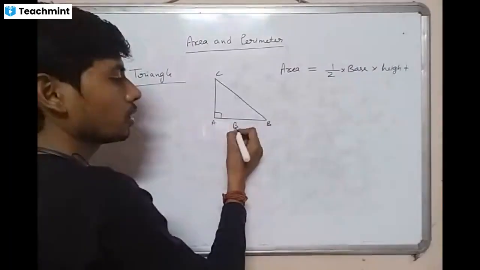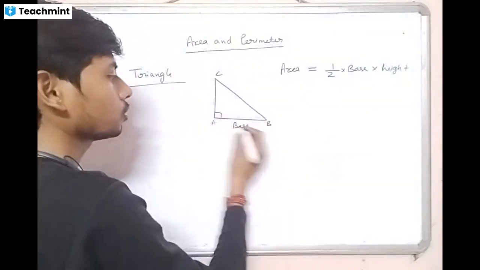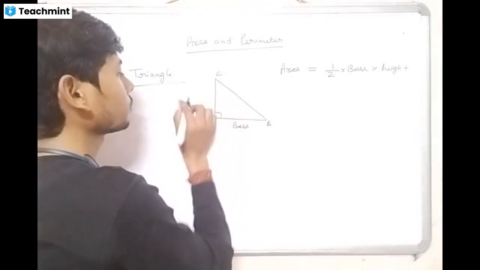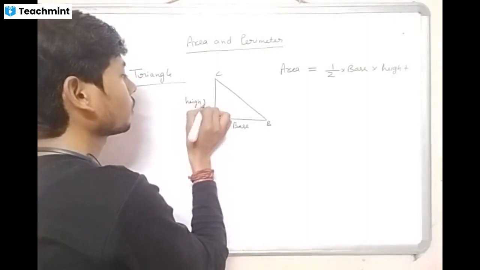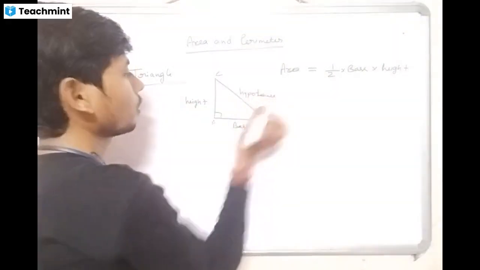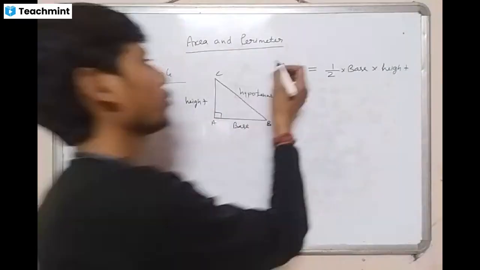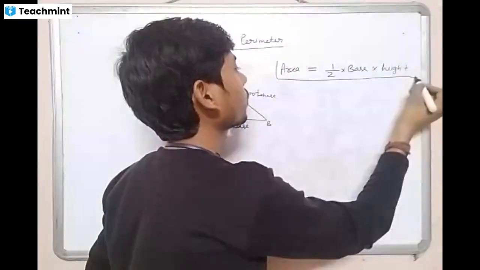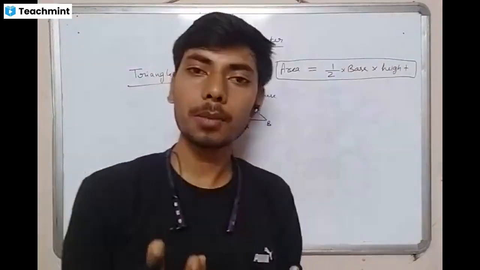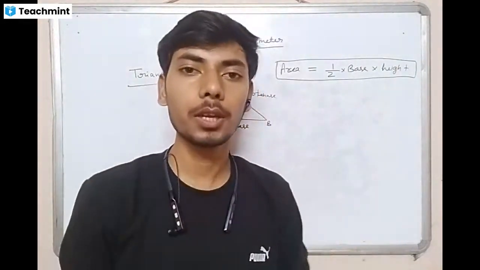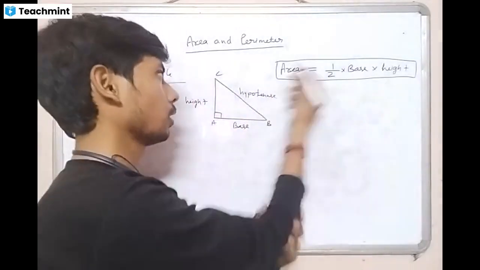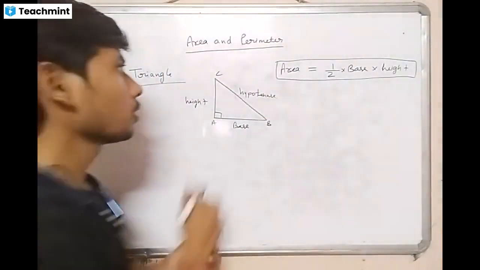Okay. So this is your base. Don't get confused, this is your base. This is your height, and this is your hypotenuse. So you have to apply this formula to get the area of a right angle triangle. Now, we know that perimeter is equal to what? Sum of all boundaries. So you can add their lengths to find your perimeter.